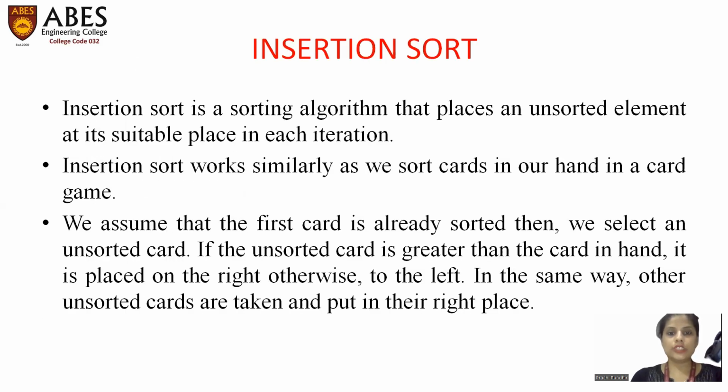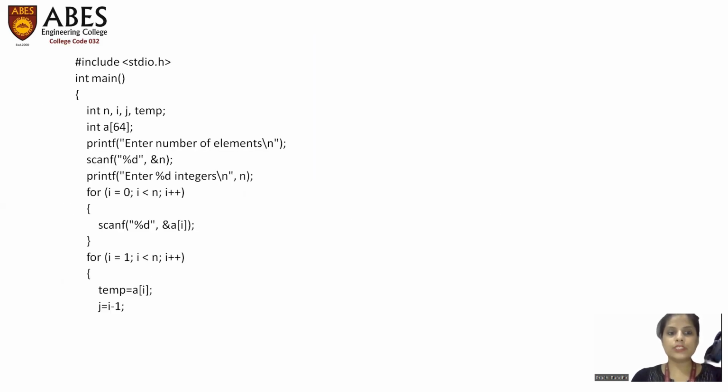In insertion sort, there will basically be two loops. One loop will scan from the second place to the n elements, and the other loop will scan the elements from the i minus 1 position. Like if i is at 1, then j will be i minus 1, or vice versa.